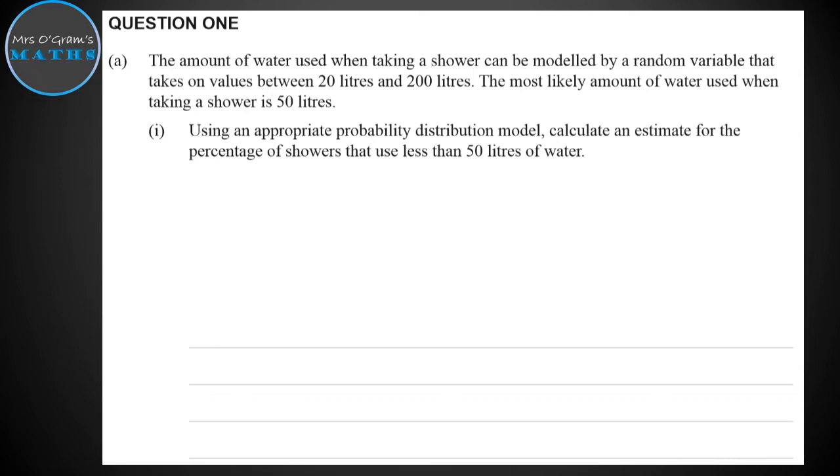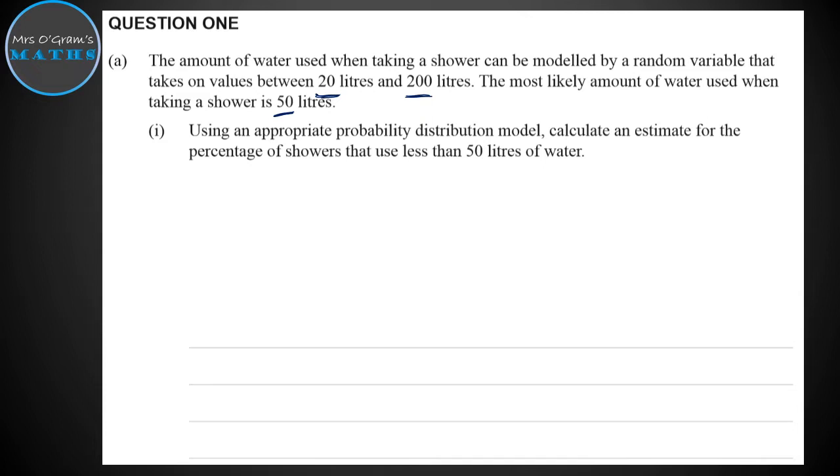Okay, so the first question is about a probability distribution. We're asked to use an appropriate probability distribution model for the information we're given. We are told that there's a random variable that takes values between 20 litres and 200 litres. The most likely amount of water used when taking a shower is 50 litres. So we've got very limited information here. We have a minimum amount and a maximum amount, and then a mode in the middle. When that's the only information we've got, we need to use a triangle distribution.